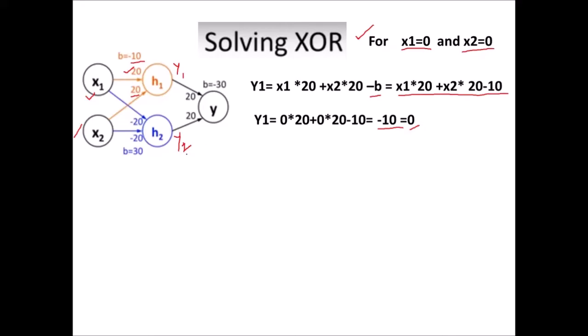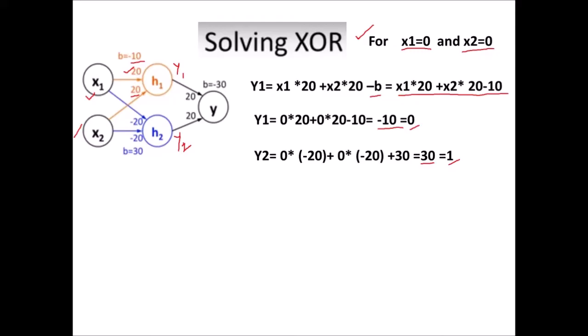In the same way we'll find the output y2. The y2 equation I am writing directly here: x1, that is 0, into minus 20, plus x2 into minus 20, x2 is again 0, plus bias 30. So we'll get the output 30, and since this output is greater than 0, the output of this node is 1. So the y1 output is 0 and the y2 output is 1.